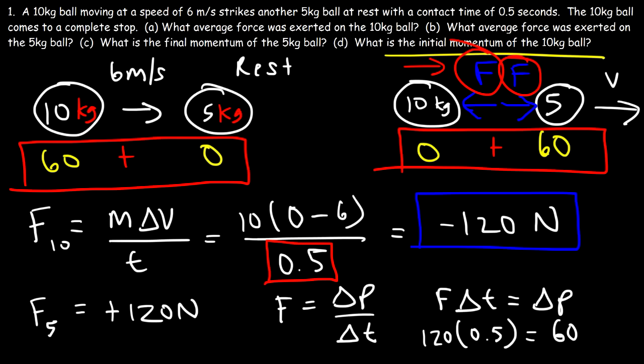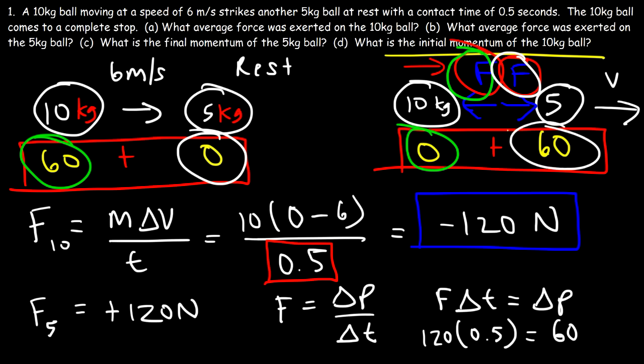So when you really think about it, the purpose of a force is to transfer momentum from one object to another. So this force decreases the momentum of the 10-kilogram ball from 60 to 0. Now the second force takes that momentum and transfers it to the 5-kilogram ball, increasing its momentum from 0 to 60. So whenever you have a force, all it does is transfer momentum from one object to another. So anytime you have a collision between two objects, when two objects collide, they exert forces on each other, and those forces transfer momenta from one object to another.